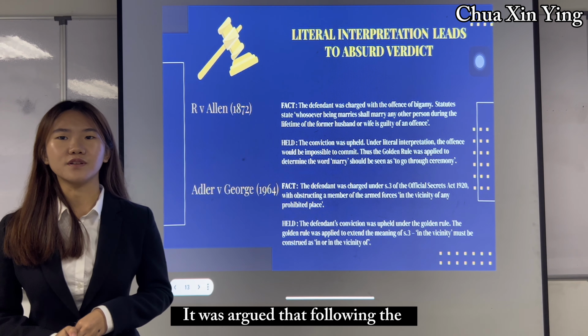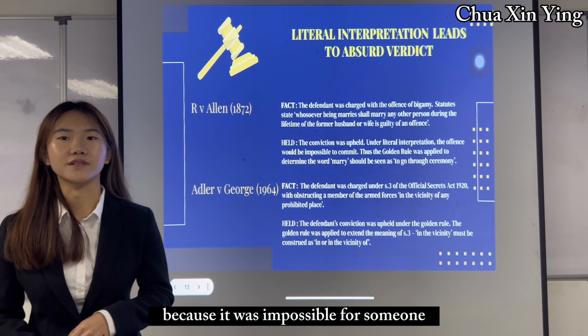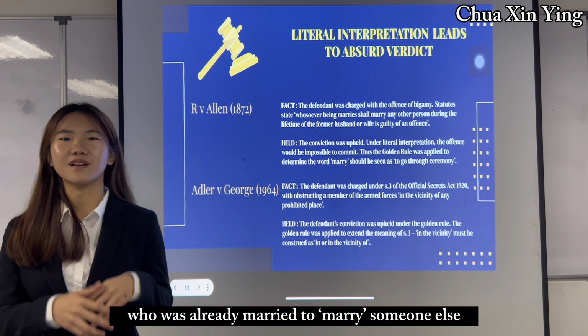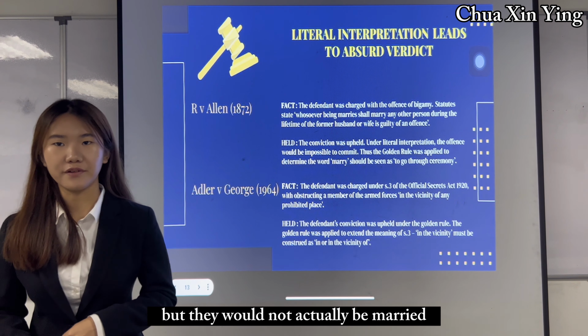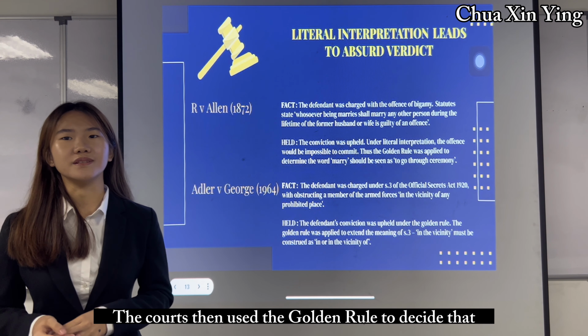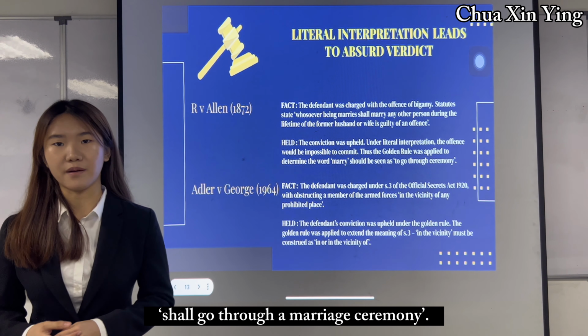It was argued that following the literal rule would render the legislation meaningless because it was impossible for someone who was already married to marry someone else. They might go through a marriage ceremony, but they would not actually be married. The court then used the golden rule to decide that the phrase shall marry should be understood to imply shall go through a marriage ceremony.